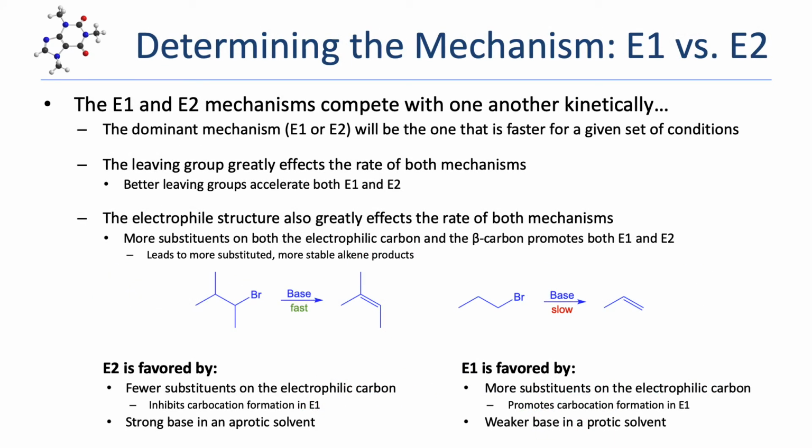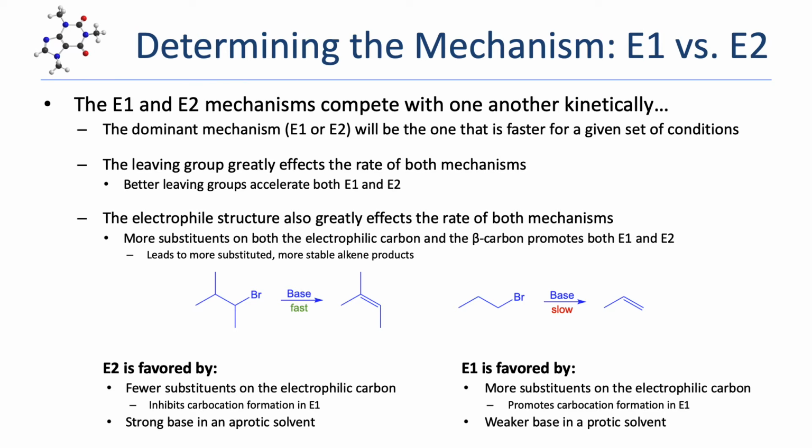Just as we saw for the SN1 and SN2 mechanisms for nucleophilic substitution, the E1 and E2 mechanisms for elimination compete with one another. The dominant mechanism will be the one that is faster for any given set of conditions. As we saw for nucleophilic substitution, a good leaving group promotes both E1 and E2, and while this is useful information, it's not really useful for differentiating between the two mechanisms. We saw that in nucleophilic substitutions, the structure of the electrophile was extremely useful in determining which mechanism would be dominant. The structure of the electrophile is also useful in determining which mechanism in an elimination will be dominant, but the influences here are more nuanced than what we saw with nucleophilic substitution.